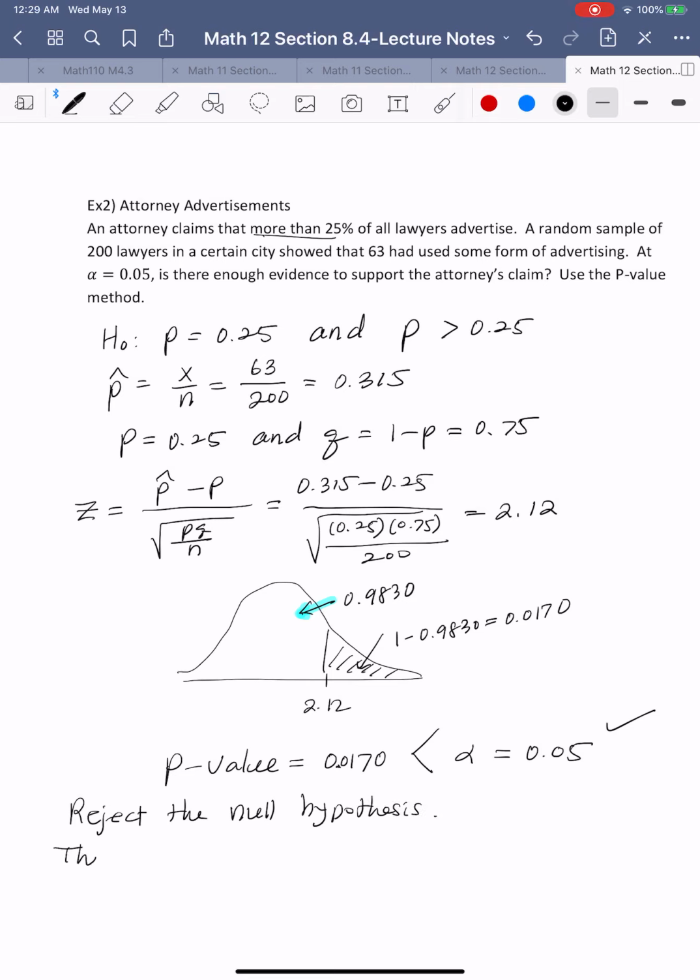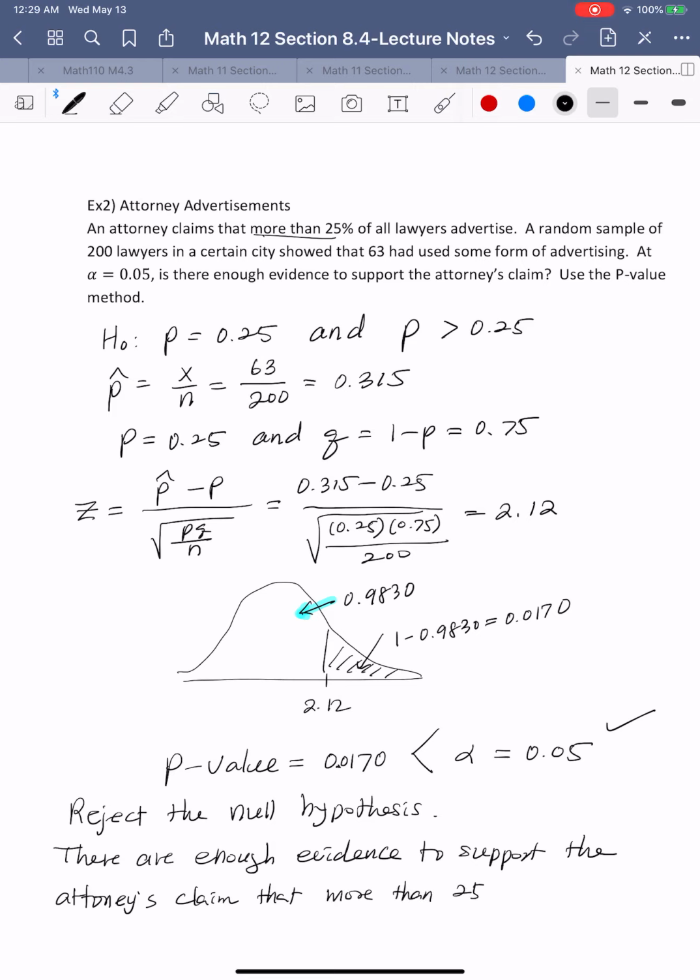Which means there is enough evidence to support the attorney's claim that more than 25% of the lawyers use some form of advertising.